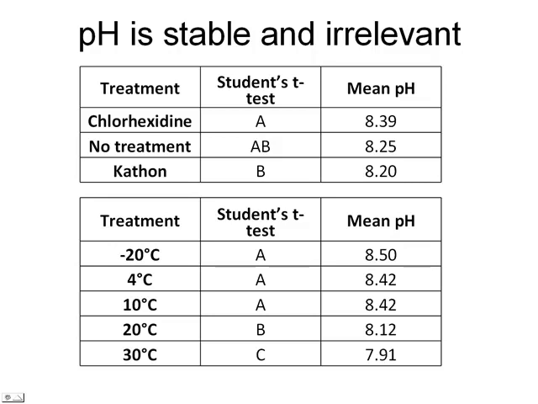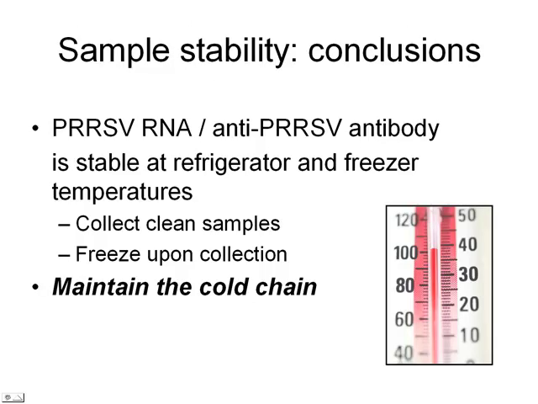It didn't look particularly important. So the conclusions here: it looks like the PRRS RNA, which is what we looked at with PCR, and the antibodies by our ELISA test, are stable at refrigerator and freezer temperatures. So with any of our diagnostic samples, we want to chill them when we collect them, collect them clean, and then freeze them as soon as possible, and then they're going to maintain their integrity. The take-home message is always maintain the cold chain with all your diagnostic samples, and I think we definitely illustrated that here.